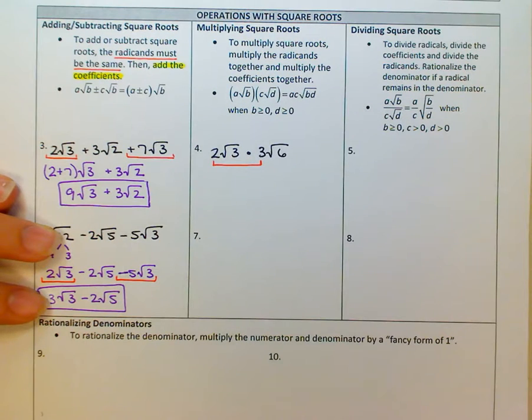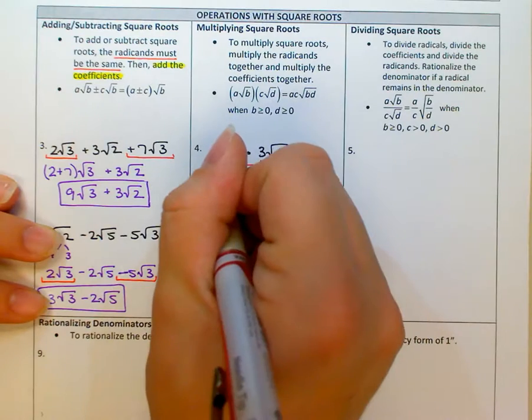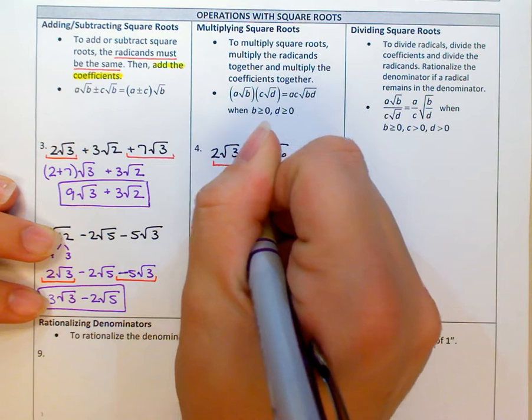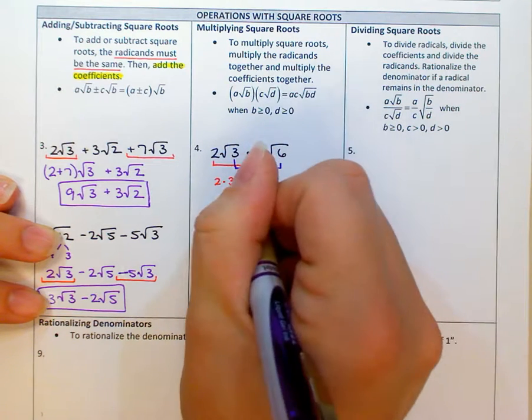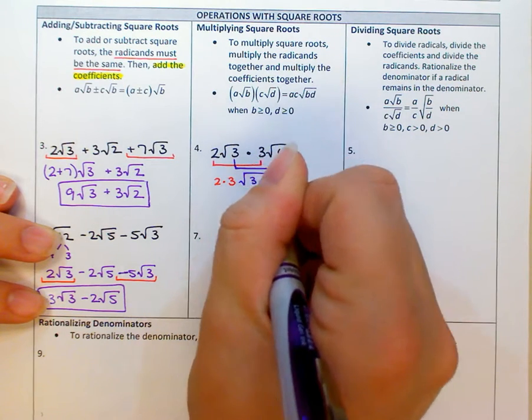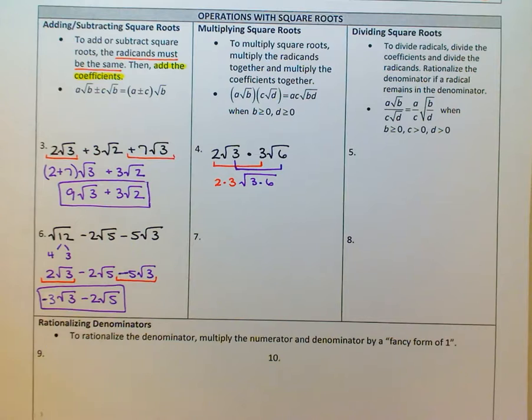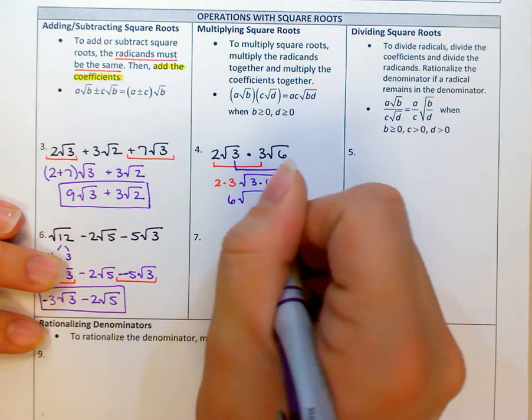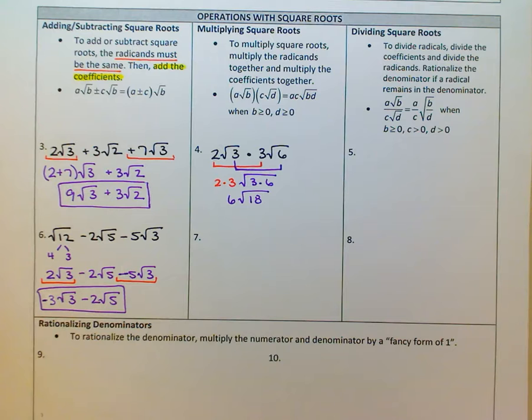So we're going to do 2 times 3. And then we're going to multiply our inside radicals. So 3 times 6. So we would have the square root of 3 times 6. Now, 2 times 3 is 6. 3 times 6 is 18. And you might think, Miss Miller, I'm done. But no, you always have to check, make sure the inside number, the radicand, does not have any perfect squares.